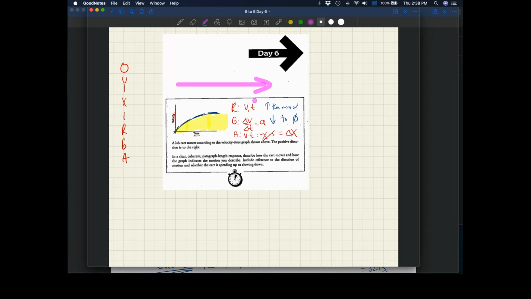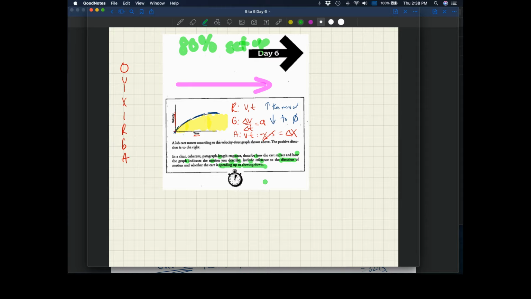Notice all that work we did before we even read the question. And remember, the guidance that we get even from Princeton Review is that 80% of our answers for questions should be the setup. So we're taking the time to make sure we get this right because there's so much at stake. So we've got a cart moving to the right, in the positive direction. We already know this, and we know it speeds up, but eventually gets steady with its speed. The question says: In a clear paragraph response, describe how the cart moves and how the graph indicates the motion you describe. Include reference to the direction and whether the cart is speeding up or slowing down.